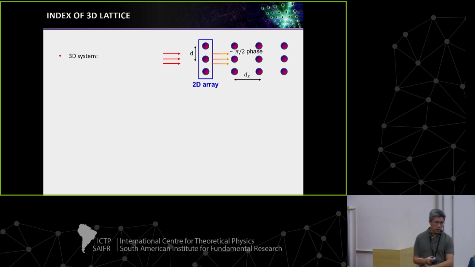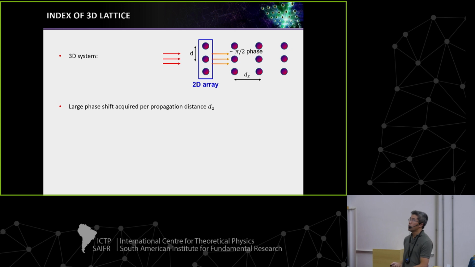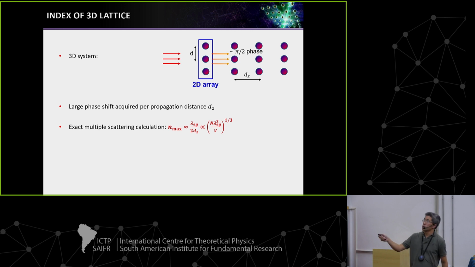Okay, so with that, we can already qualitatively argue what the index of a 3D lattice would be, because we can simply divide conceptually our 3D lattice into a bunch of 2D arrays. I have a single 2D array. I shine in light. Some light is transmitted if it's near resonance with a very large phase shift. And then I hit the second array. I acquire another big pi phase shift, and so on. And refractive index is nothing more than how fast you accumulate phase shift. So if I accumulate a phase shift of pi every lattice constant dz that I propagate, then my refractive index is just lambda over dz, and that's proportional to the density of atoms to the 1/3 power.